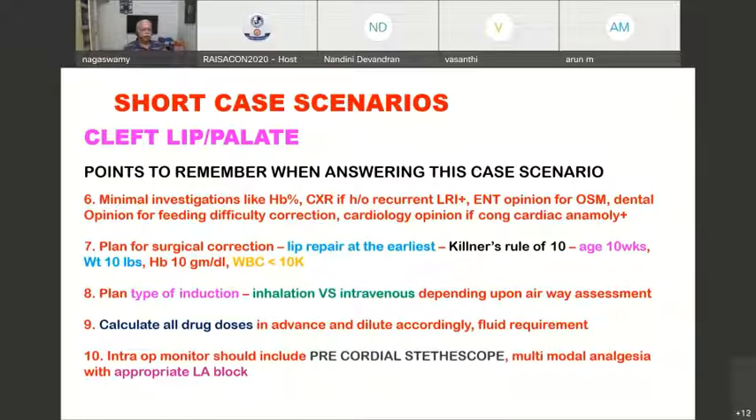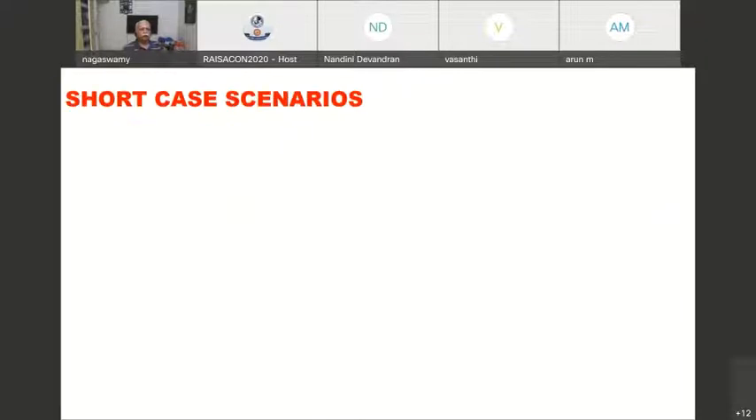Then intraoperative monitors: apart from whatever monitors we are using in the multiparameter monitors, we have to compulsorily have a precordial stethoscope in all these patients of cleft lip and palate, especially palate surgery, because the surgeon will be using a mouth gag and the tube may get migrated up or down. So you have to have a precordial stethoscope, which is very, very important. And you have to plan for multimodal analgesia, including appropriate local anesthetic block. So like 10 commandments, these are the 10 points you have to remember while answering this case scenario.